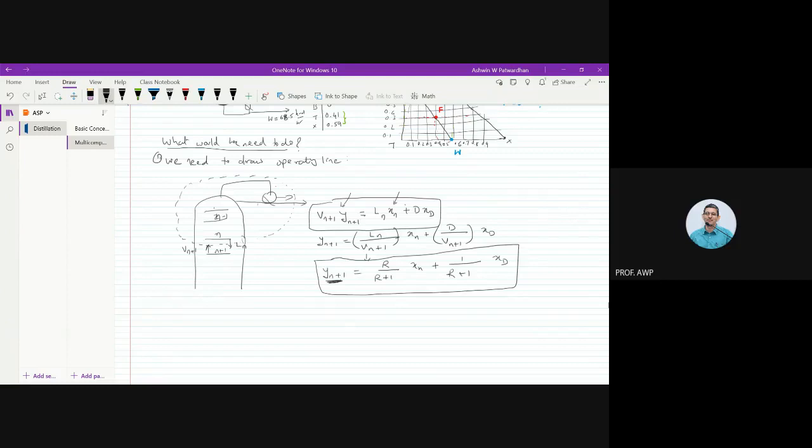If it was binary, we could say 1 minus yn plus 1, 1 minus xn, and 1 minus xD. That would be the material balance for the second component. Isn't it? Do you agree? So the operating line is nothing but a material balance. Operating line is just a material balance for any component.